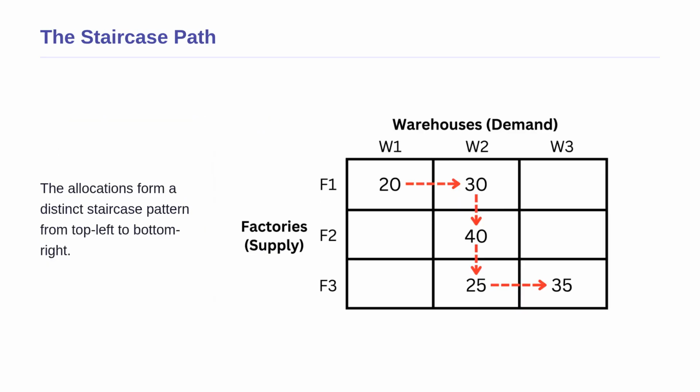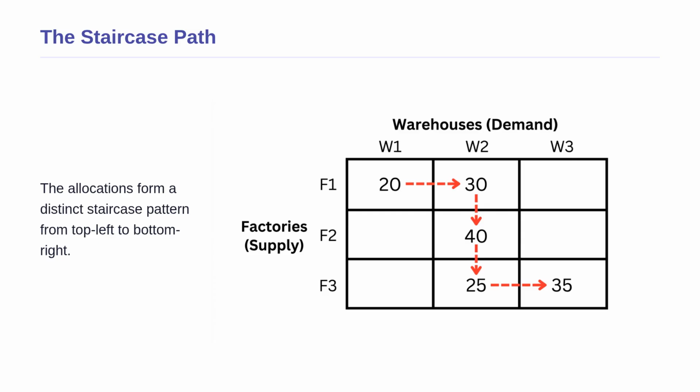Let us visualize the journey we just took through the matrix. Look at the diagram on screen. You can see our allocations of 20, 30, 40, 25, and 35. Notice how the red dashed arrows connect these allocations, forming a distinct staircase pattern starting from the top left and ending at the bottom right. This staircase shape is the signature footprint of the northwest corner rule.